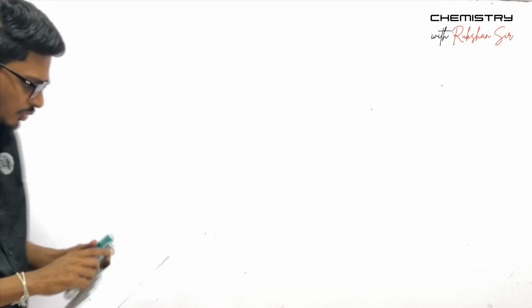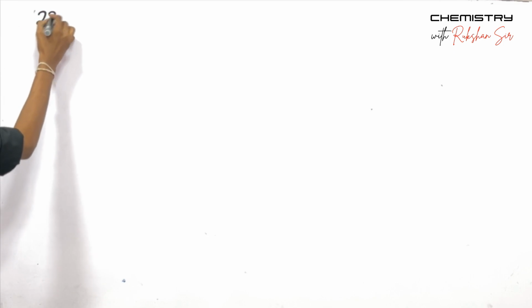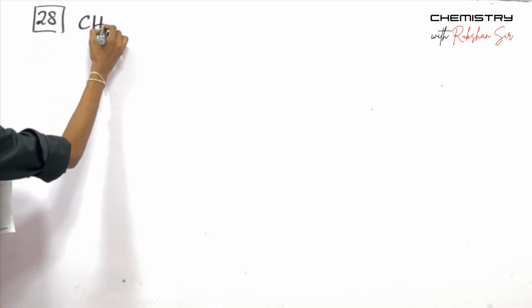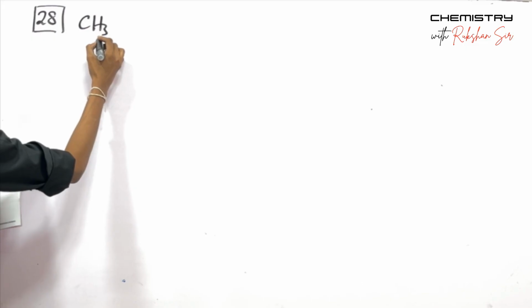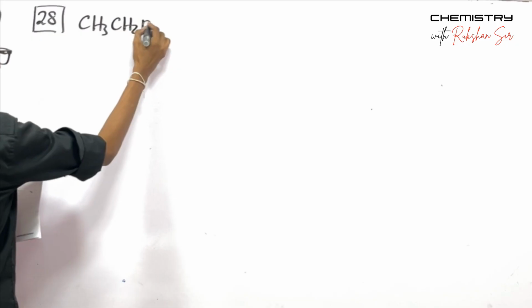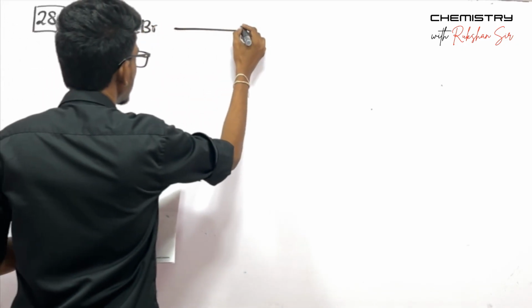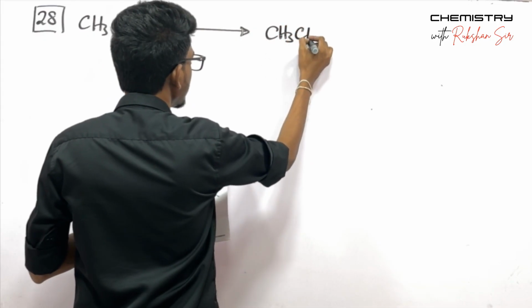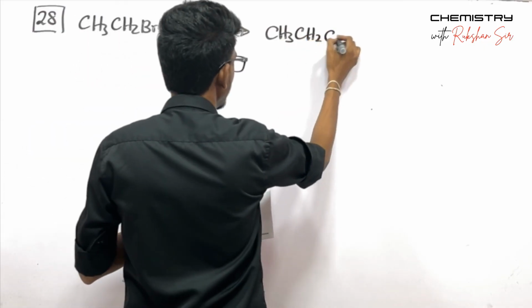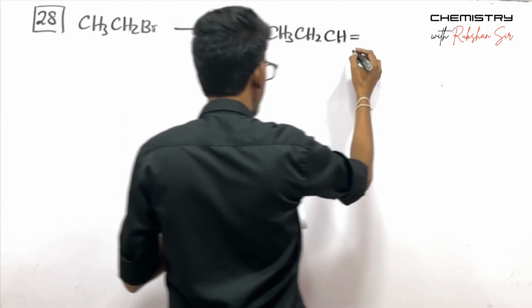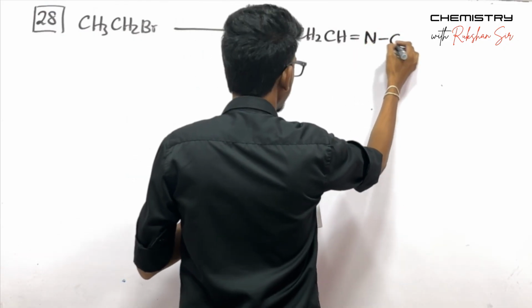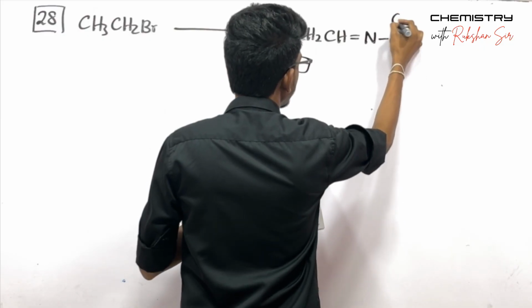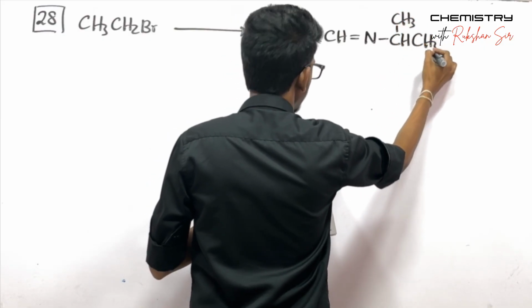Right, 28. CH3, CH2Br, converting to CH3 CH2 CH, CH3 only.